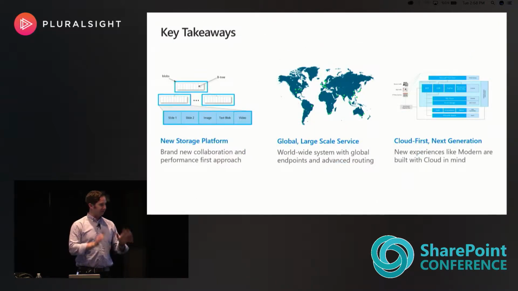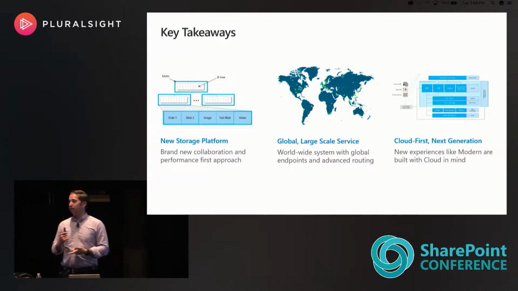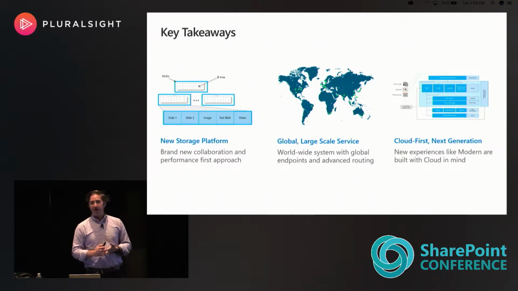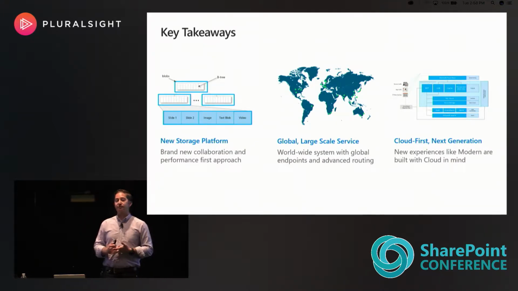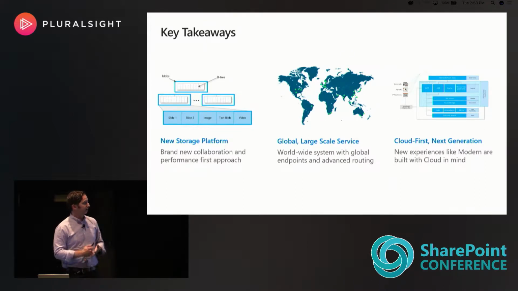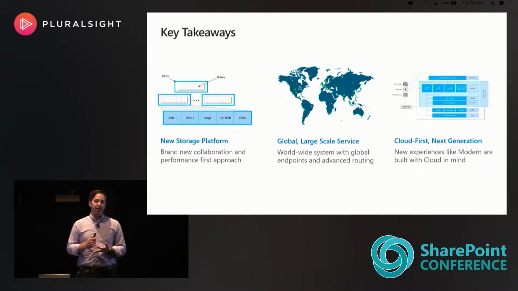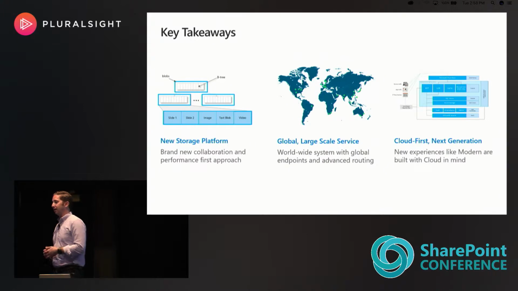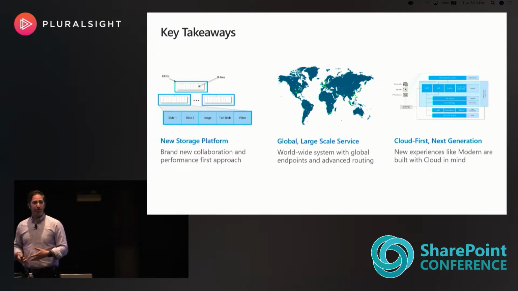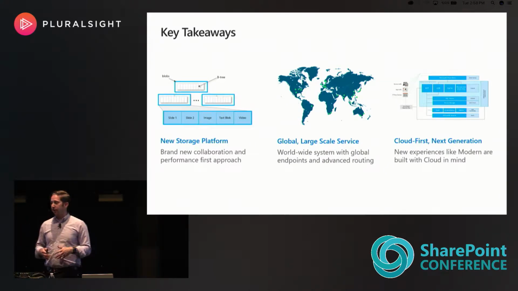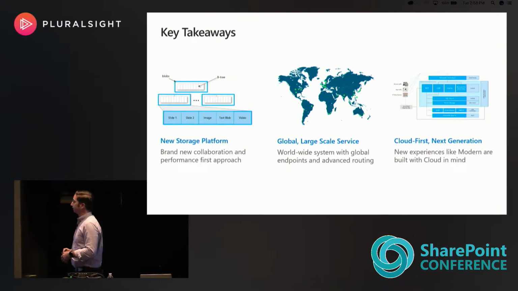OK, quick architecture summary before we move on to the deeper topics. We have a new storage platform optimized for co-authoring and for performance. We are a global and large-scale service, and we use that to our advantage in enabling great experiences. And then we are into the journey of replacing some of our older elements with a cloud-first, next-generation stack.